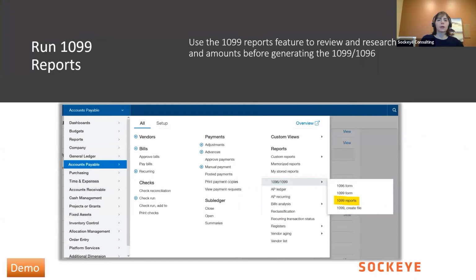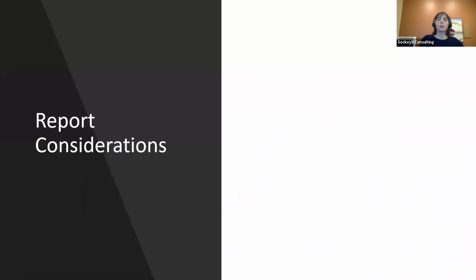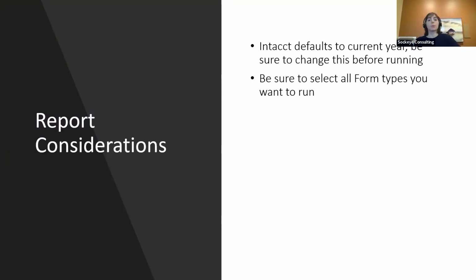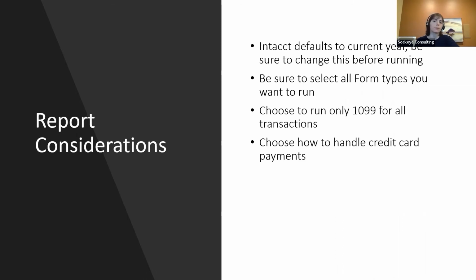So a few reporting considerations to remember when running these reports. Intacct defaults to the current year. Be sure to change this before running. Be sure to select all form types you want to run the first time you run it, otherwise you're not going to get any results. Choose to run only 1099 for all transactions if you just want to see the 1099 transactions. If not, you can change that selection.